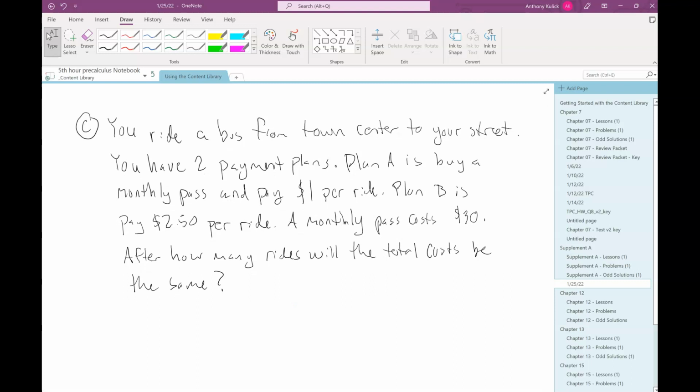So here's the situation. You ride a bus from town center to your street. There's two payment plans. Plan A is to buy a monthly bus pass and pay $1 per ride. And then plan B is to just pay $2.50 per ride. A monthly pass costs $30. After how many rides will the total cost of the two plans be the same?